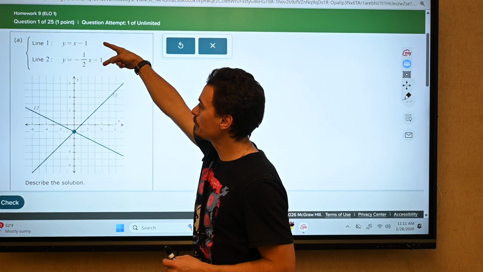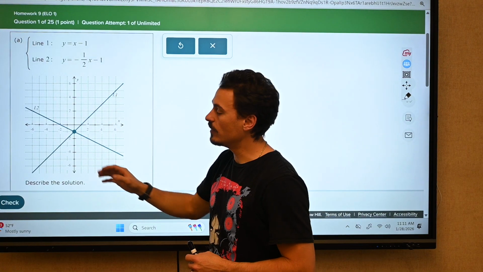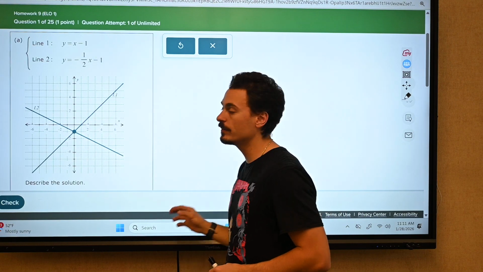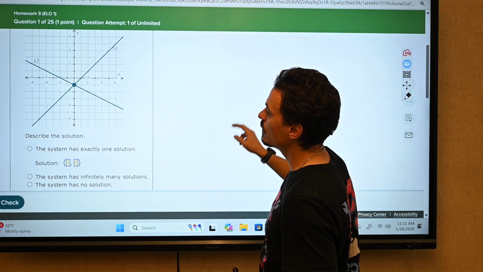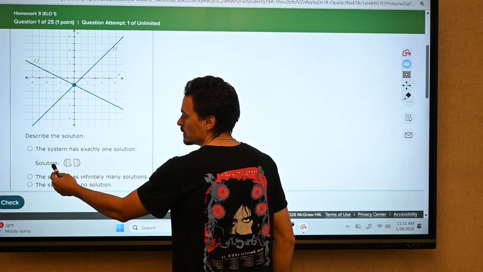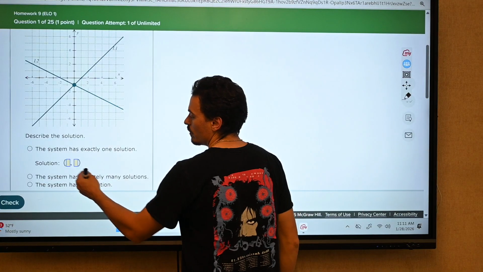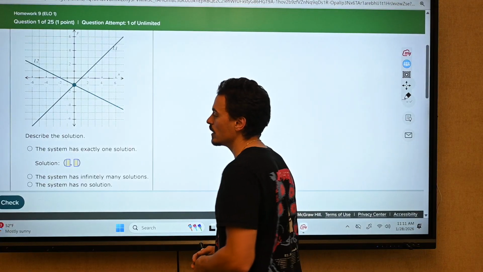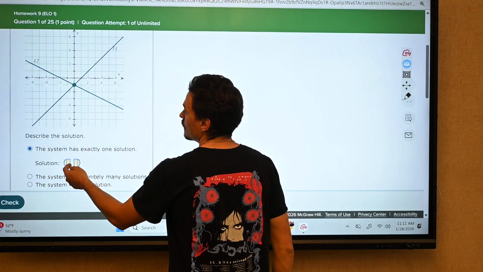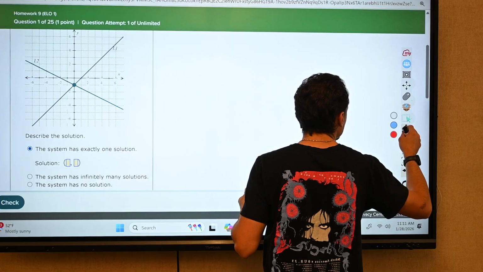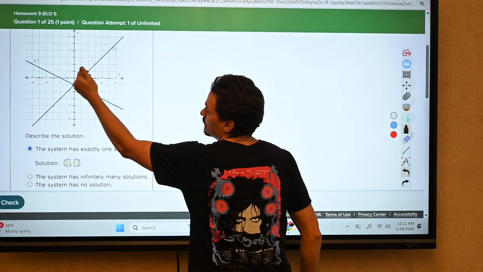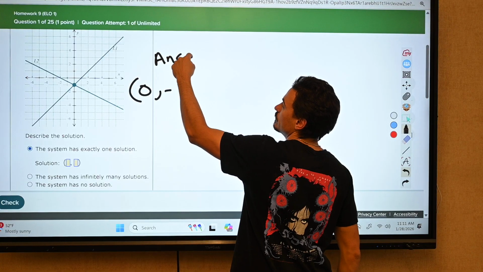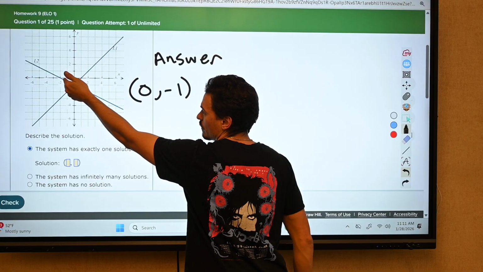So here's our two lines. They're graphed for you. Whenever you have the lines crossing at a point, that means you're going to have a solution at that point. So let's look at our options. Our options are the system has exactly one solution, which for this one it will be, or the system has infinitely many, we'll talk about that in a second, or the system has no solutions, we'll talk about that. So that's one solution. Right here it would be the solution 0, -1 is the answer, because x is 0, y is -1.